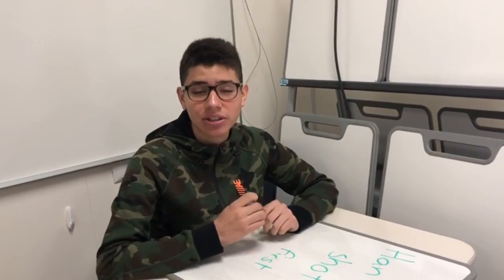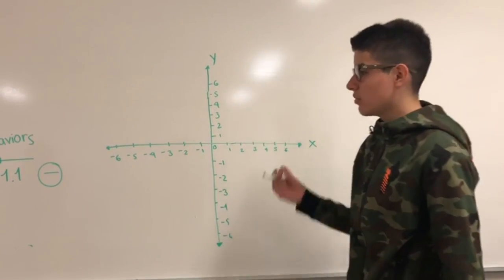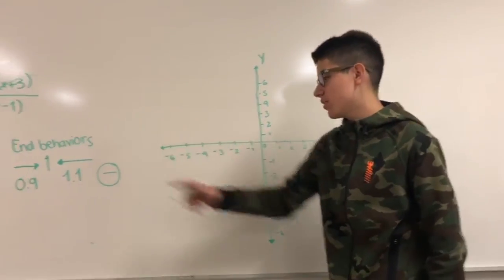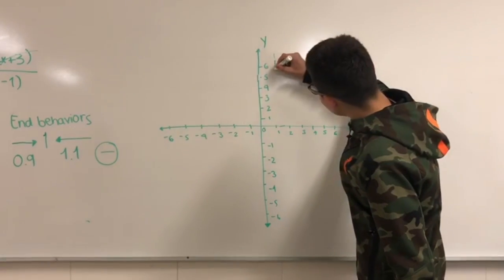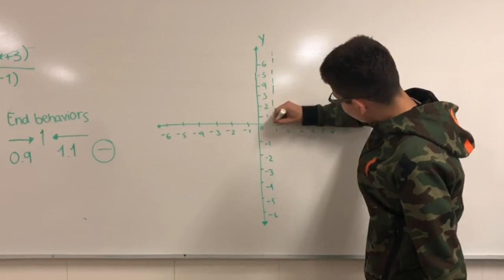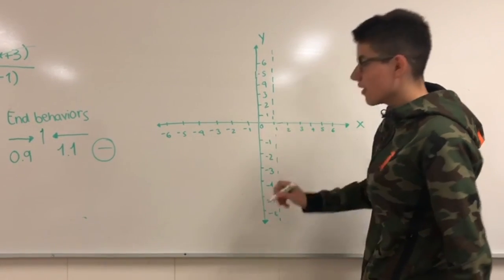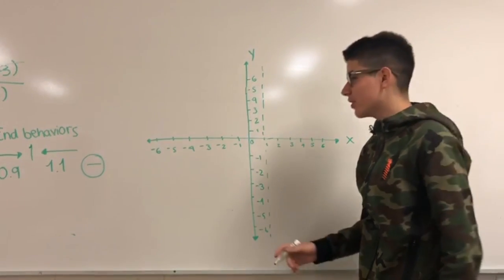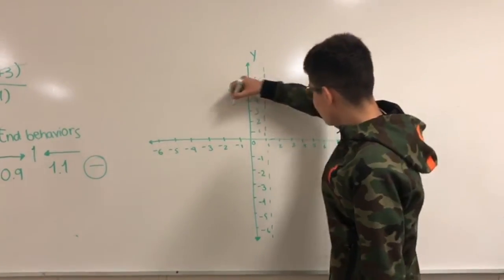In the next part, we're going to explain how to graph it. So, first off, we're going to start by putting the asymptotes. The first one is the vertical asymptote, and it's x equal to 1. So we're going to put it kind of like this. And the second one is the horizontal asymptote, y equal to 3. So we're going to put it like this.